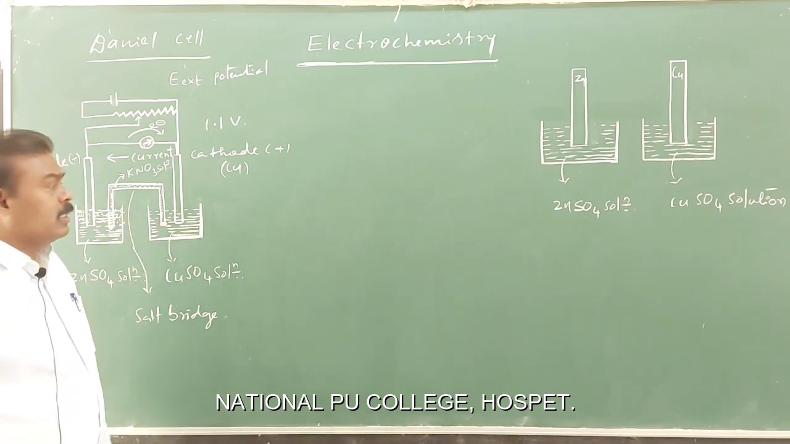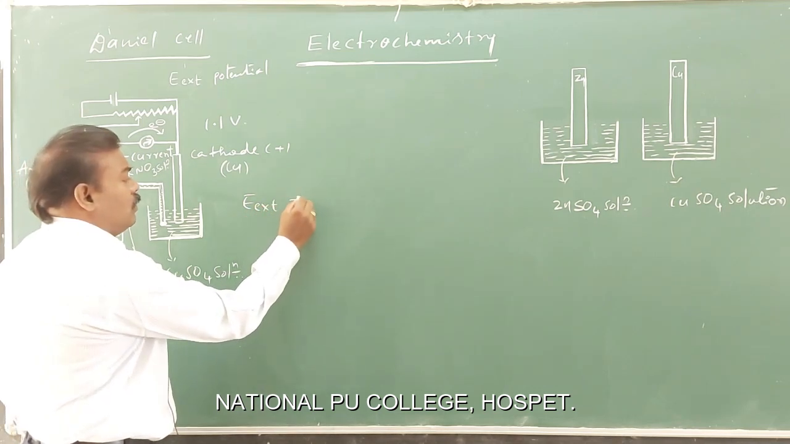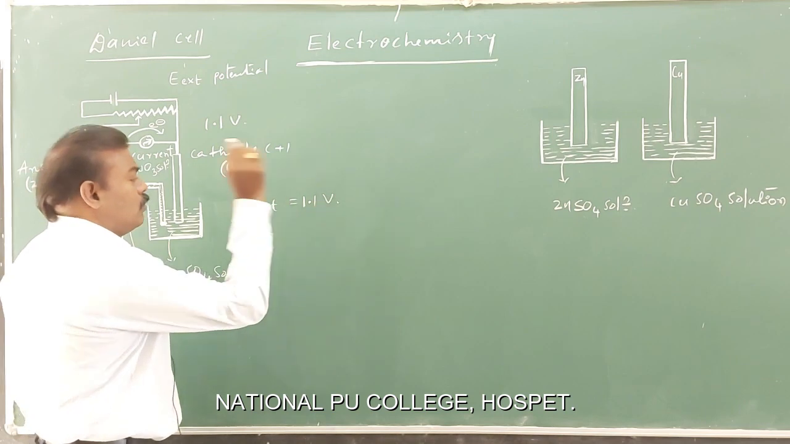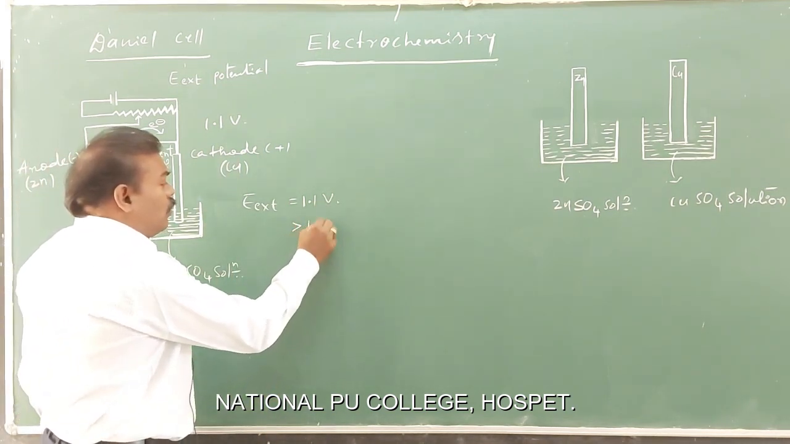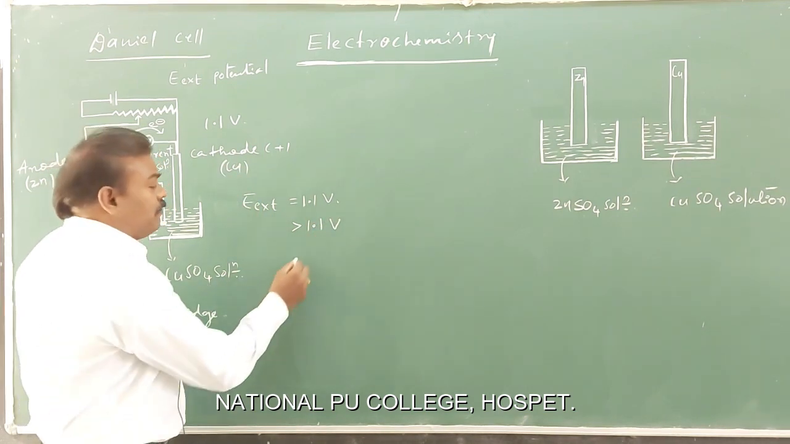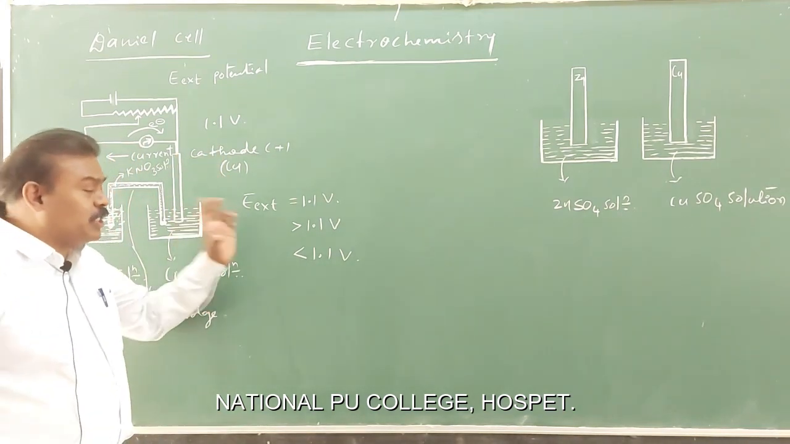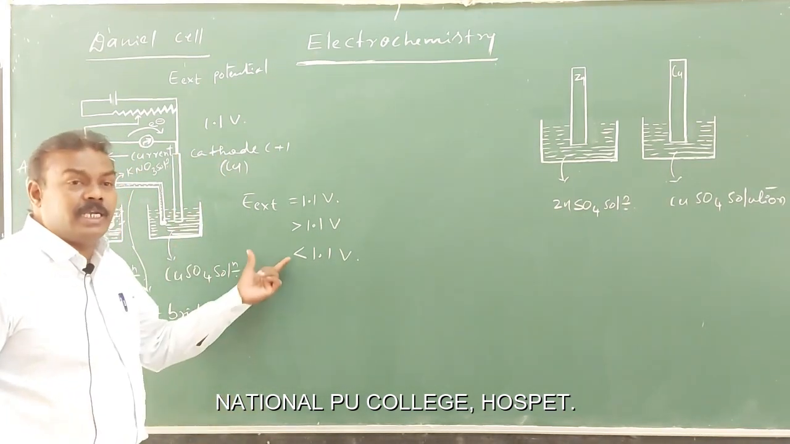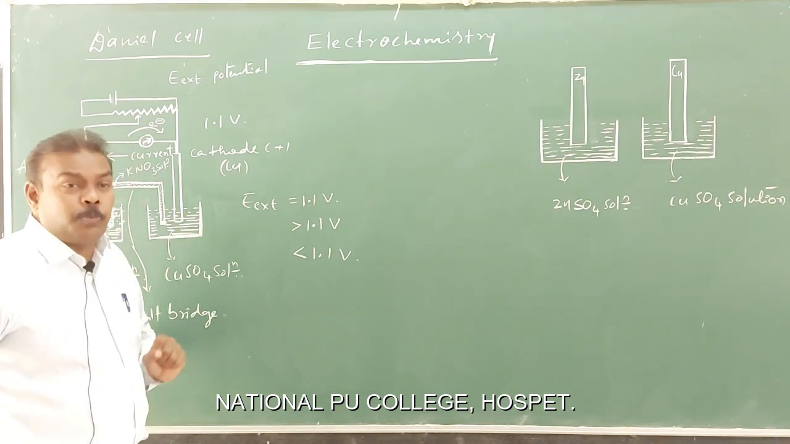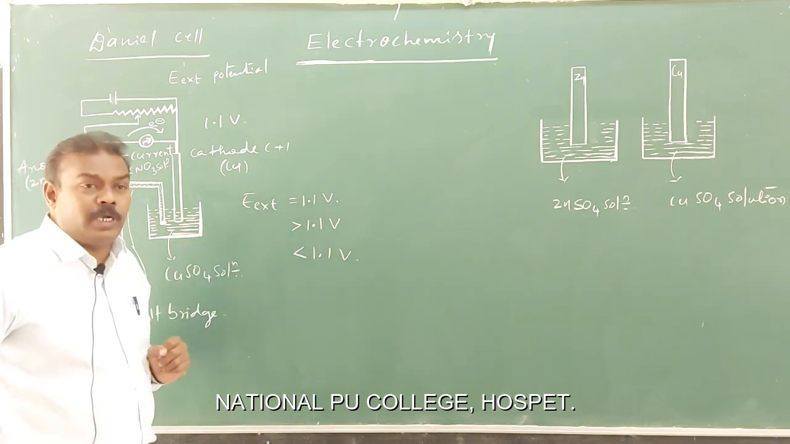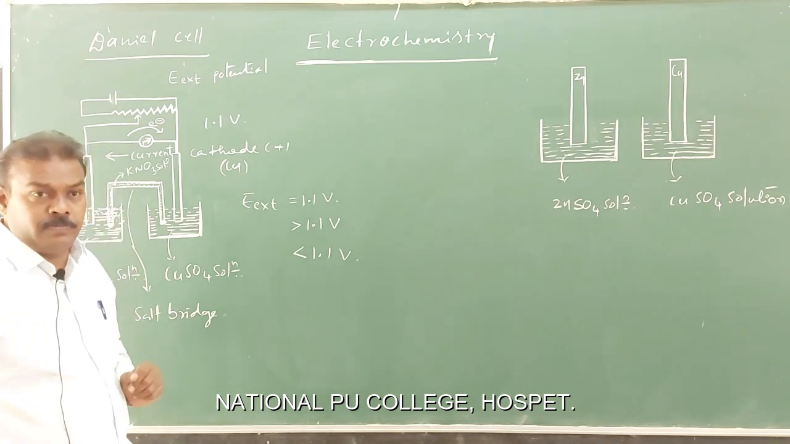Suppose the applied external potential is equal to 1.1 volts, what happens? Or if it is greater than 1.1 volt, what happens? Or if it is less than 1.1 volt, what happens? These are the three cases we can study in the Daniell cell. What are the three points? The applied electric potential may be equal to 1.1 volt, greater than 1.1 volt, or less than 1.1 volt.